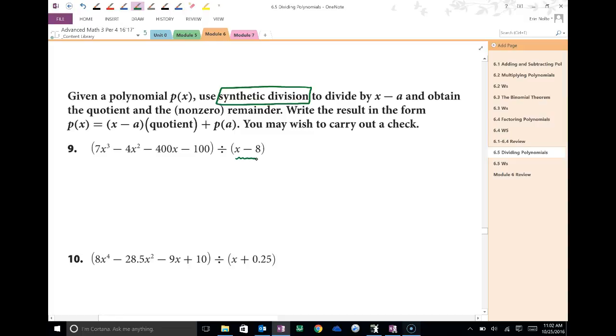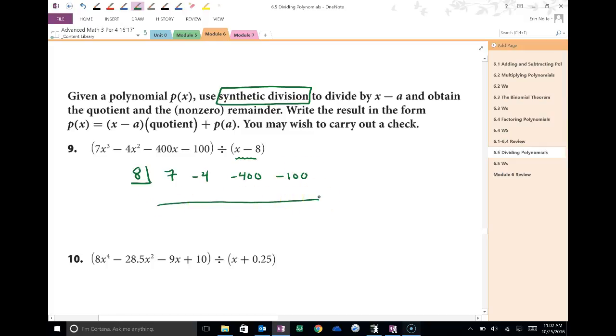Okay, so the way this works is I need the number in the box. And the way I come up with the number in the box is by finding the 0 that would be created from the quantity of x minus 8. So what 0 is created from x minus 8? 8. So 8 is the number that's going to go into the box. Okay, and what are the numbers that are going to follow? 7, negative 4, negative 400. Yep.